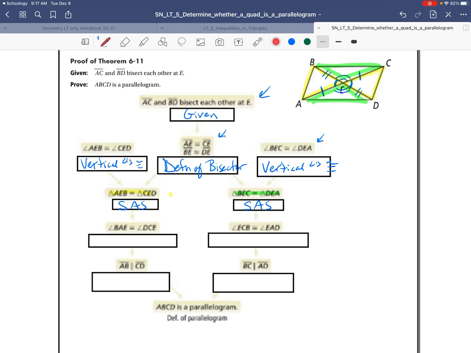Then what allows us to say BAE congruent to DCE? Those are alternate, oh, that's bad writing, interior angles congruent when lines are parallel. Then over here we've got ECB congruent to EAD, and this is alternate interior angles congruent when lines are parallel.